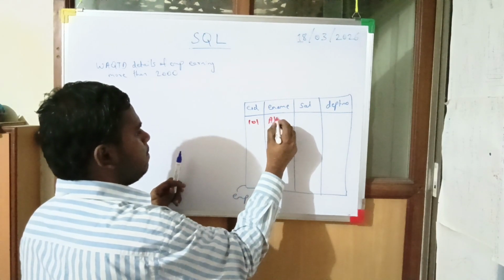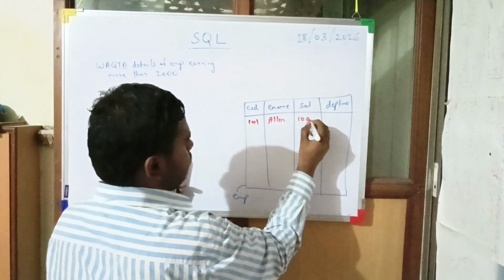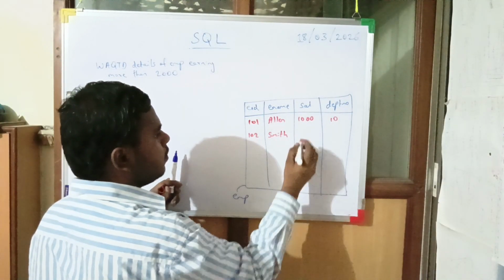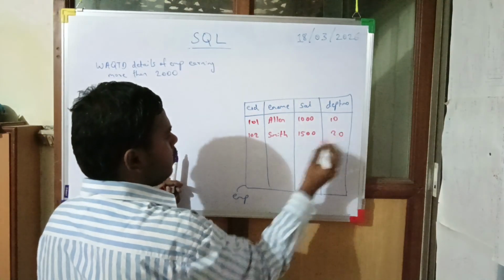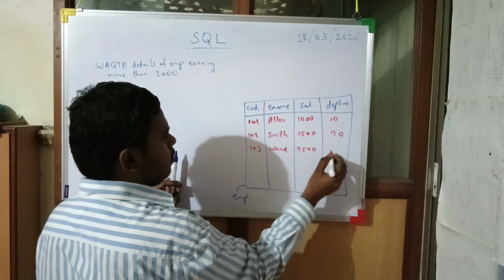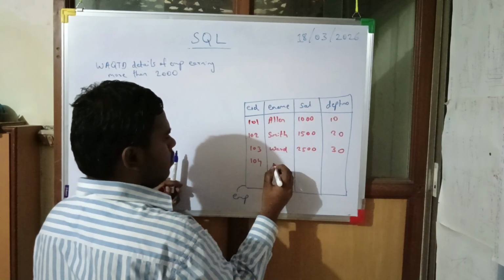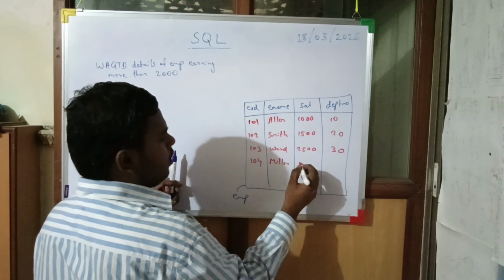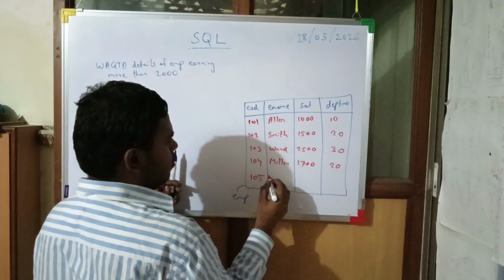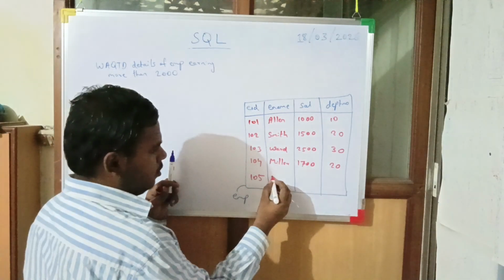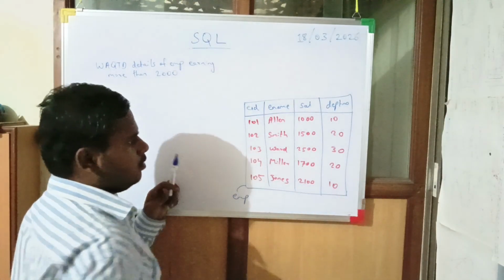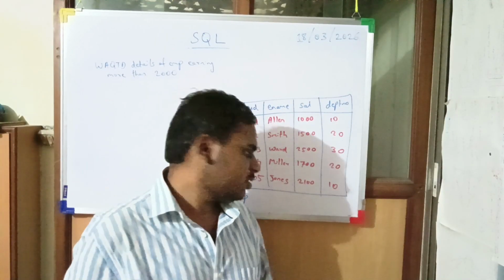101 Alan, salary let's say 1000, department number 10. 102 Smith, 1500, department 20. 103 Ward, let's say 2500, 30. 104 Miller, let's say 1700, department 20. 105 Jones, let's say 2100, department number 10. Okay, so this is the employee table, taken as an example.